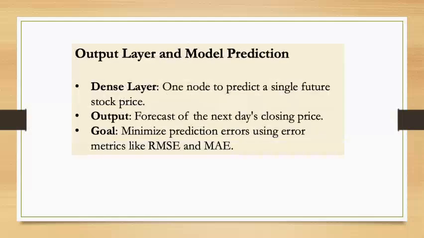Output layer and model prediction. Dense layer. Coming to the dense layer, one node to predict a single future stock price. Output is the forecast of the next day's closing price. Minimize prediction errors using error metrics like RMSE and MAE.